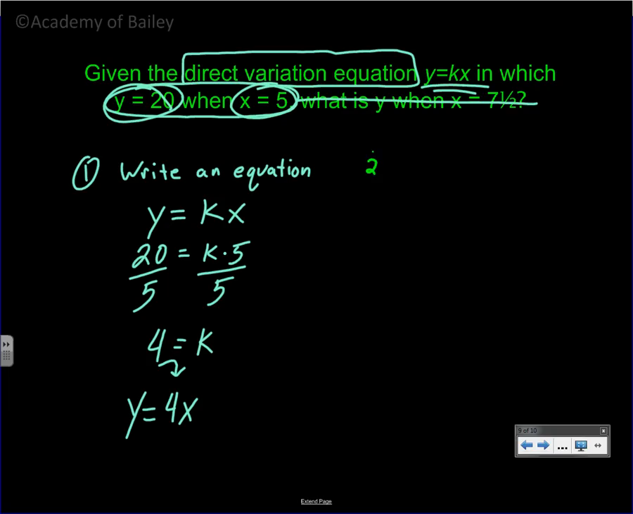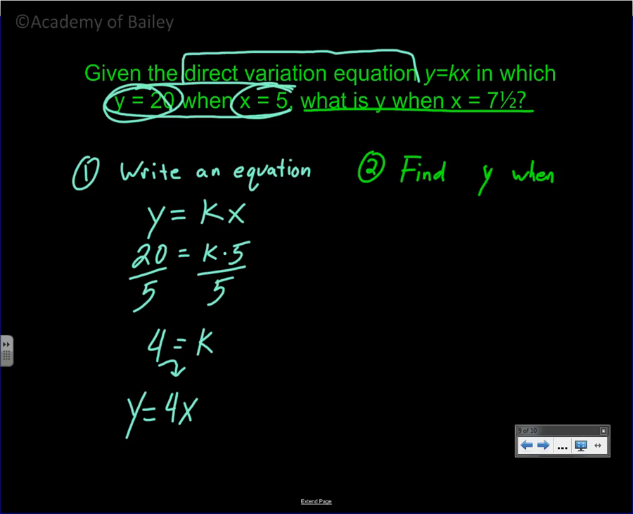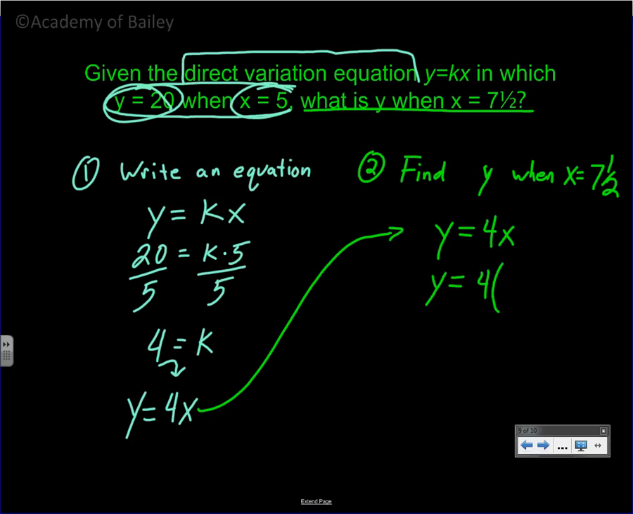Step number 2 is now this last part. What is y when x is 7.5? Find y when x equals 7.5. So let's use this equation. Y is equal to 4 times x. What do we know x is? 7.5.